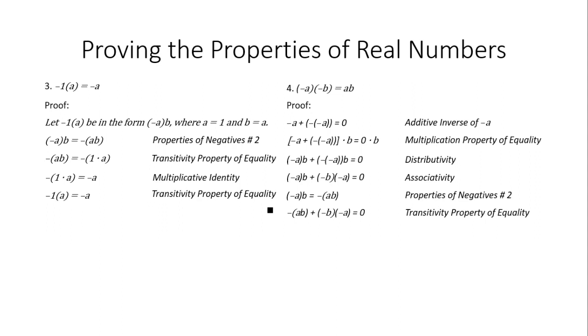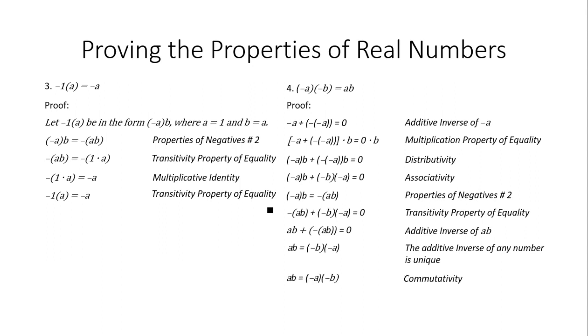Since we know that the additive inverse of a times b is the negative of a times b, and the fact that the additive inverse of any real number is unique, for both equations to be equal to 0, we surmise that a times b is equal to negative b times negative a. By commutativity, we rearrange the order of the multipliers, thus deriving the properties of negatives number 4.